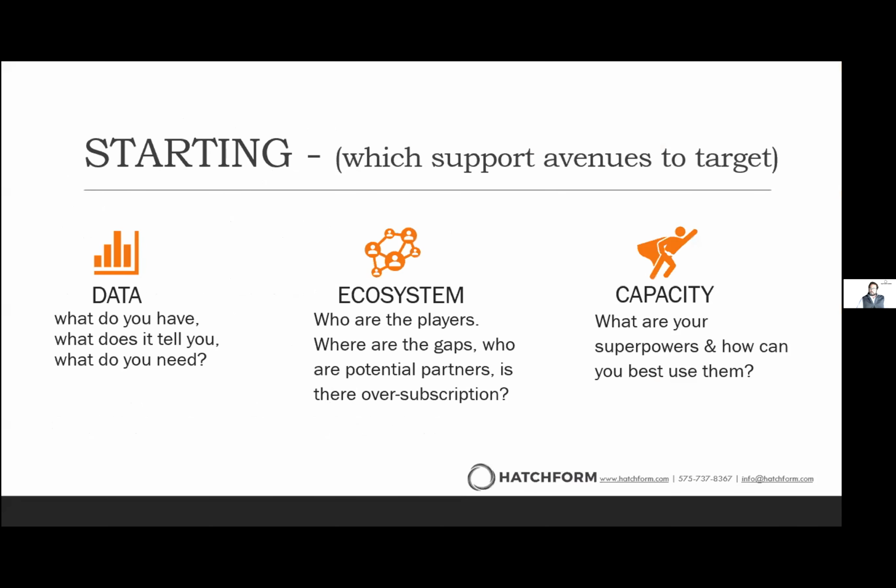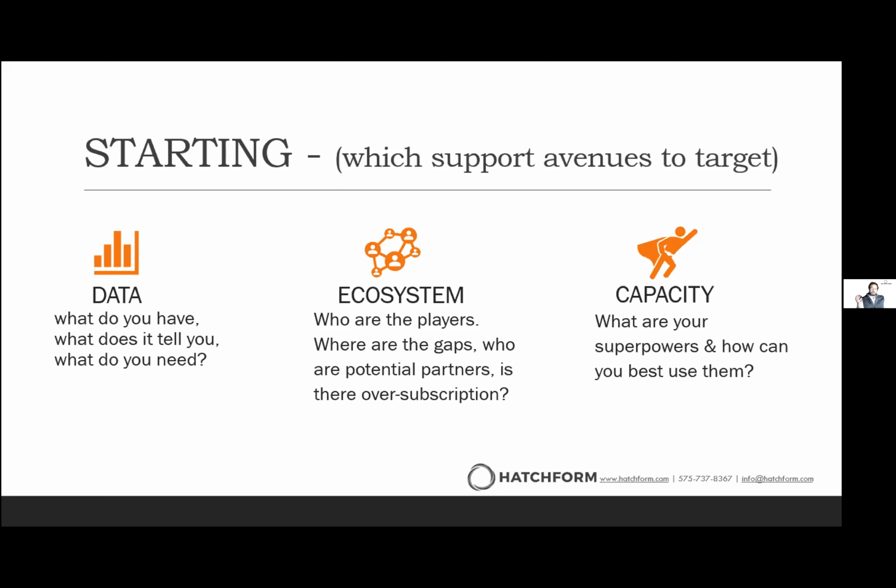And so we will look at which support avenues you want to target. By support avenues, I'm referring to those four key broad buckets that were in the introduction: attraction, recruitment, outreach, growth, or business retention and expansion, and then creation, business creation.